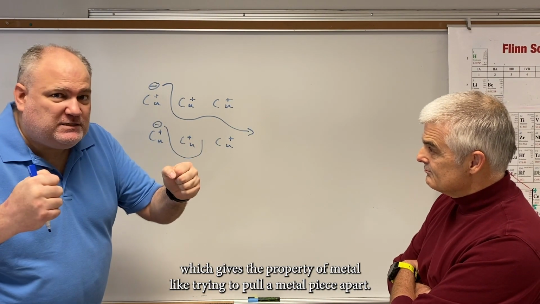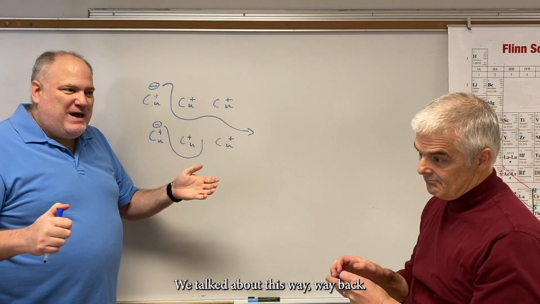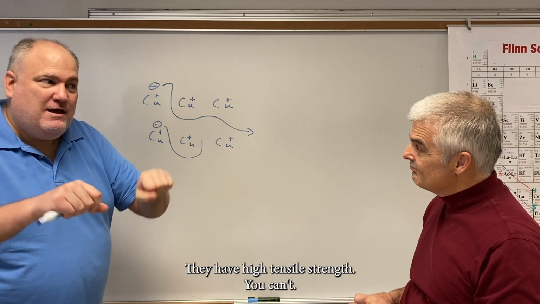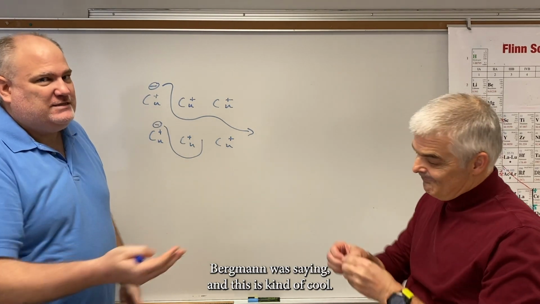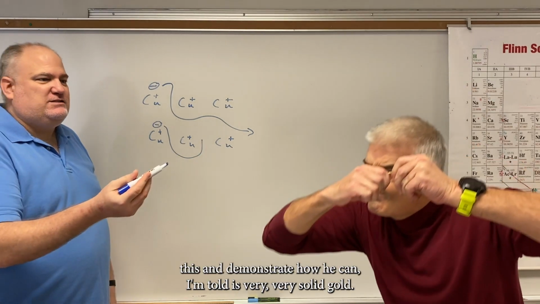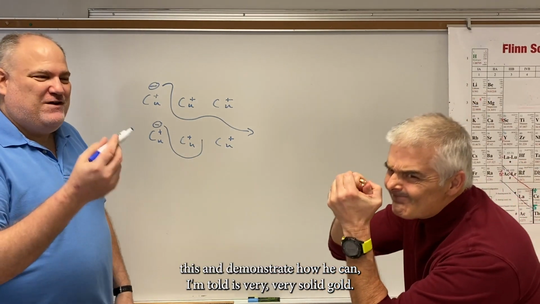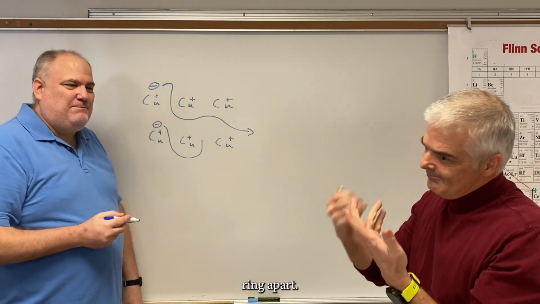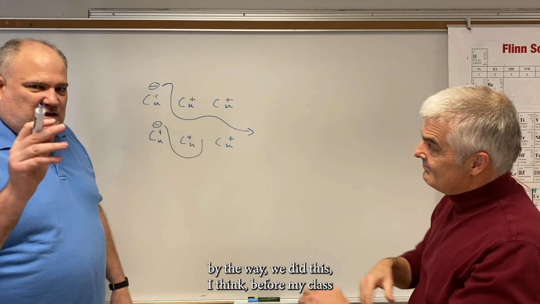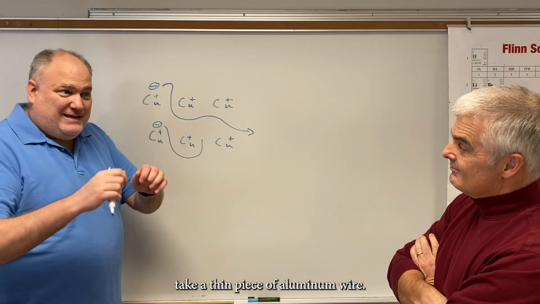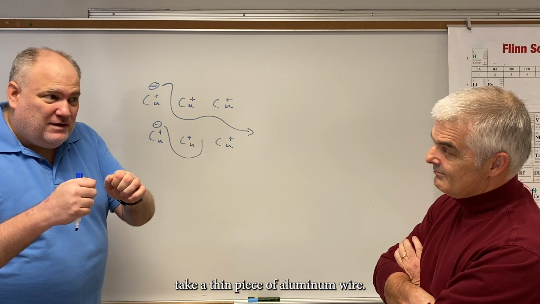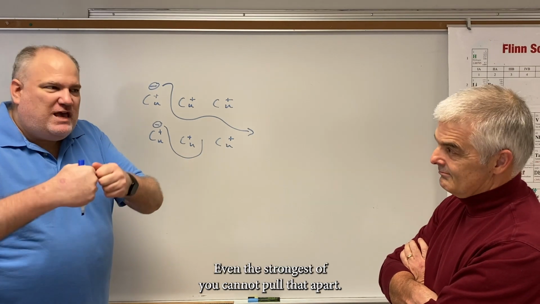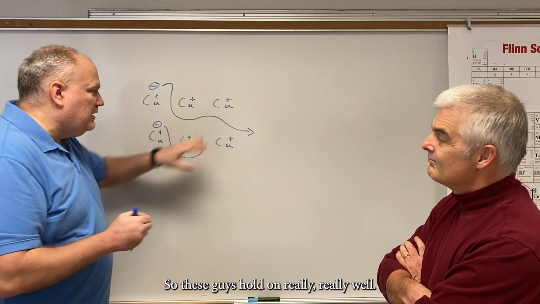Like, try and pull a metal piece apart. We talked about this way back. They have high tensile strength. You can't. But also what Mr. Bergman was saying, and this is kind of cool, he's going to demonstrate how he cannot pull his very, very solid gold ring apart. By the way, we did this before in my class. Take a thin piece of aluminum wire. Even the strongest of you cannot pull that apart. So these hold on really, really well.